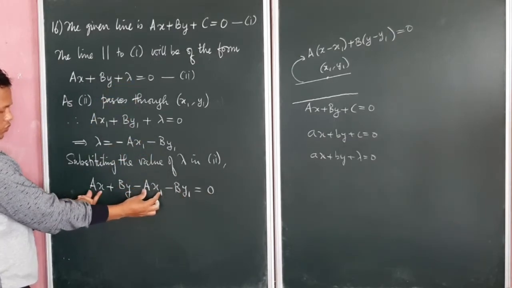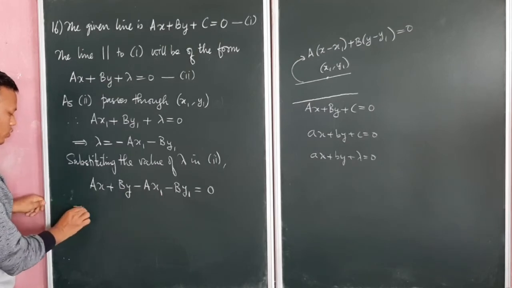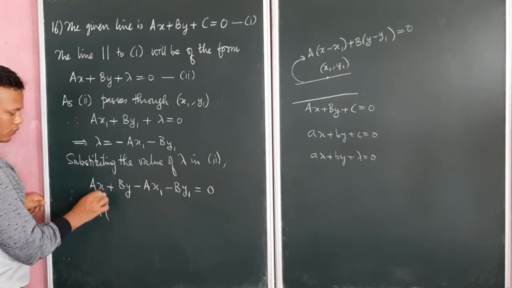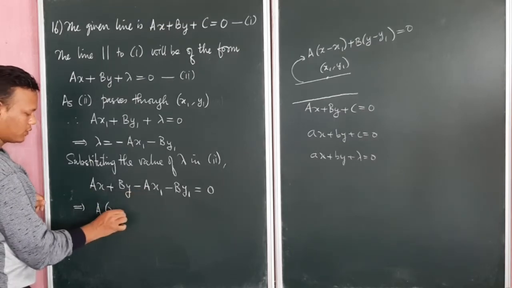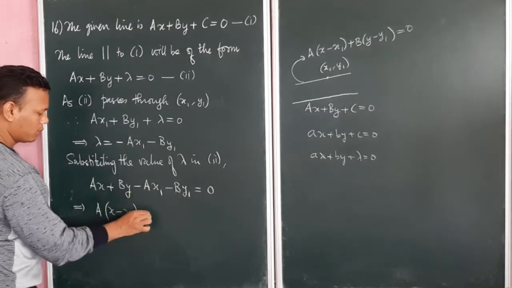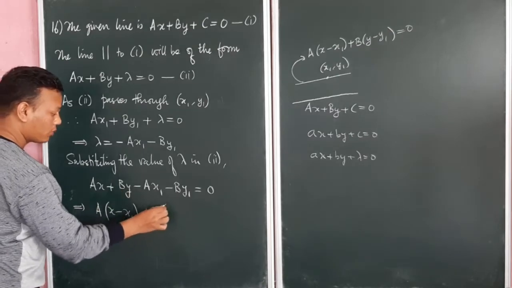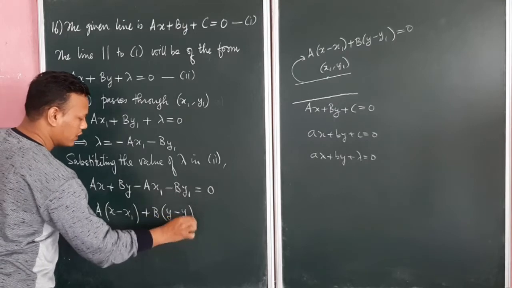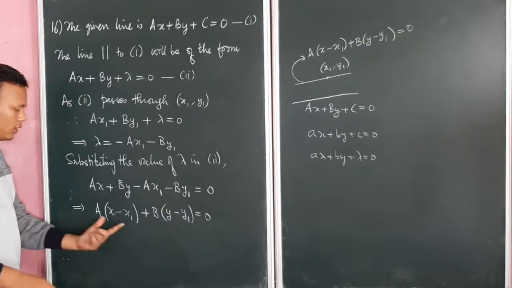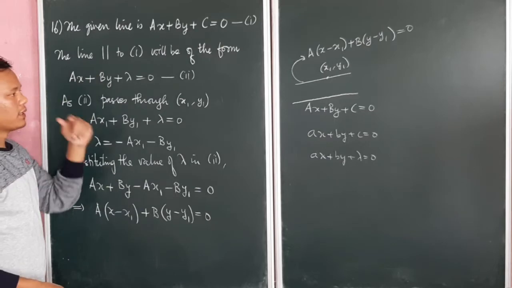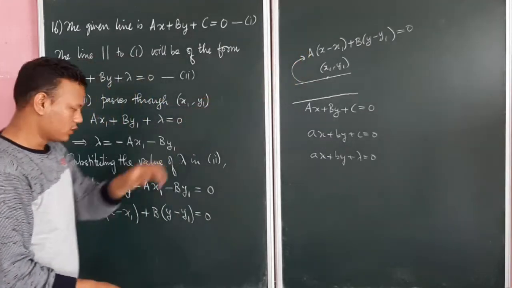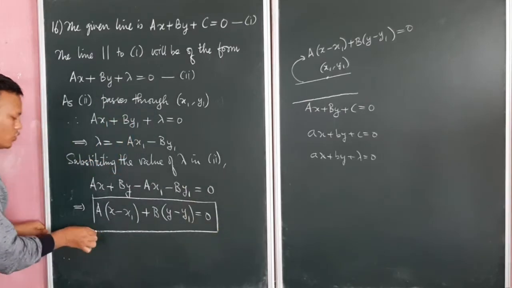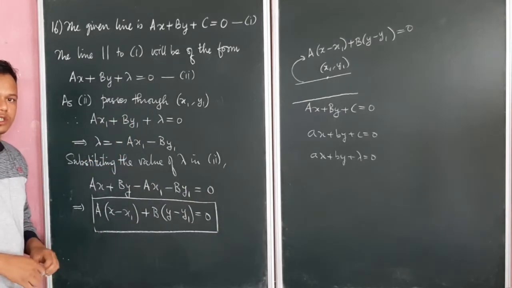Now make use of these two. You see that a is common. So we have a(x - x1), and b is common, so plus b(y - y1) equals 0. See, this is the equation of the parallel line. So that's what we need to show, isn't it? So we have successfully shown whatever we needed to show. Alright, so you may pause the video to note down.